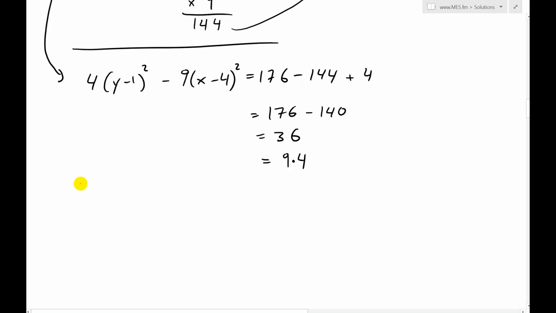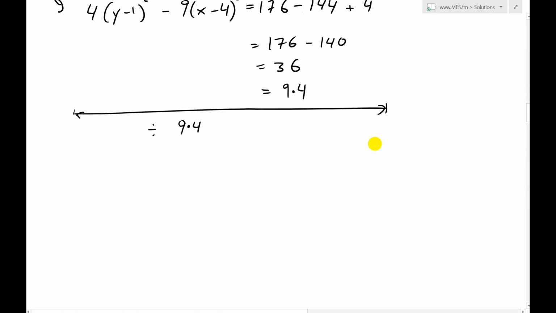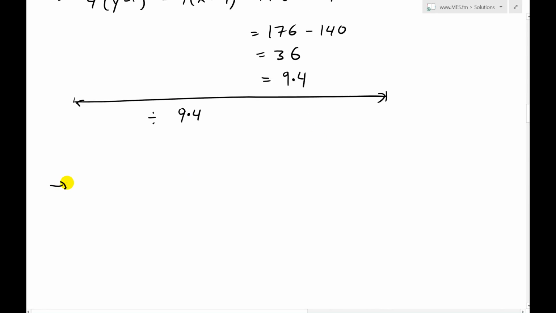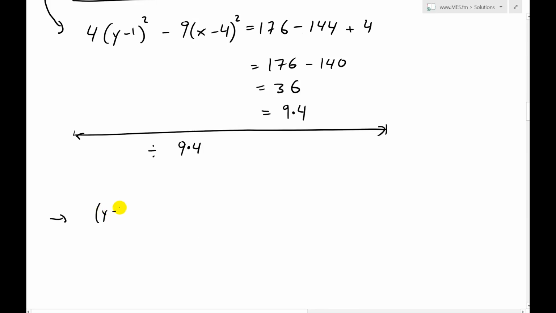So what I'll do is divide everything by 9 times 4. So what we end up having is, on this side here, divided by 9 times 4, the 4 cancels, and we have a 9. So this becomes y minus 1 squared over 9. Then minus this one here, the 9's will cancel, and we'll get a 4. So what we get is x minus 4 squared over 4.